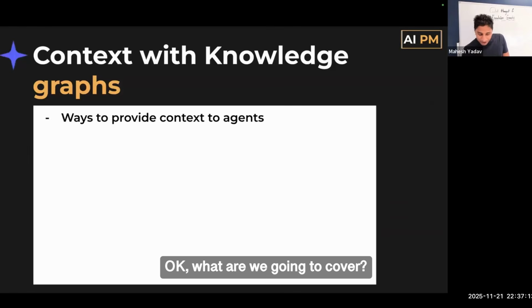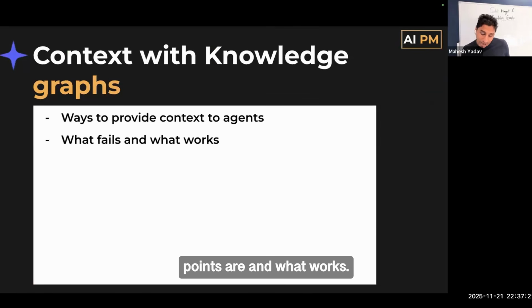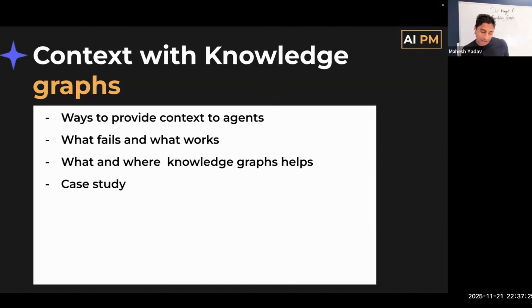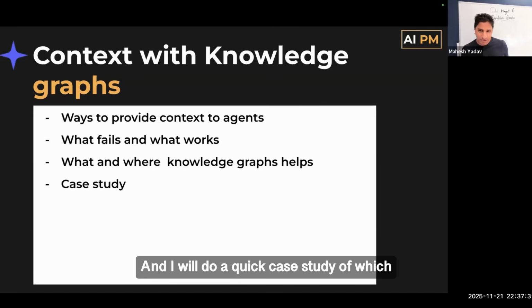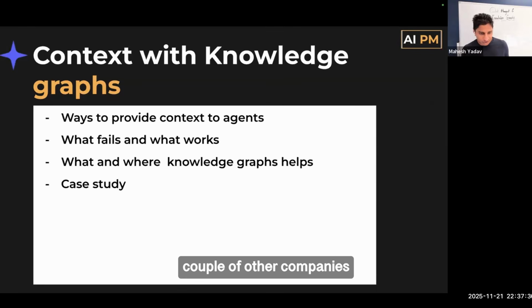Okay, what are we going to cover? We will look at how you can provide context to AI agents. We'll look at ways to do that. We'll see what the failure points are and what works. We'll look at how knowledge graphs help fill the gaps where things are not working, especially in context. And I will do a quick case study which I solved using graphs. And I will talk about a couple of other companies which have used graphs if you want to have more.